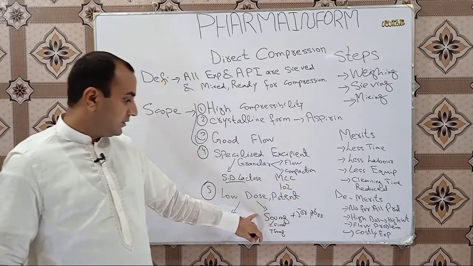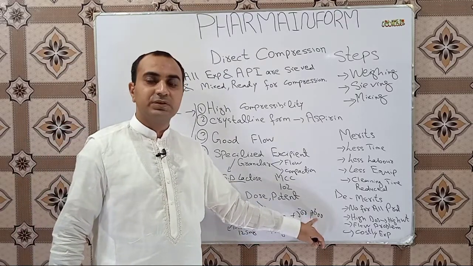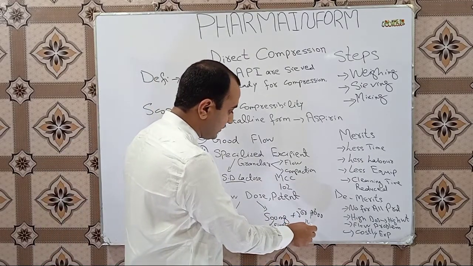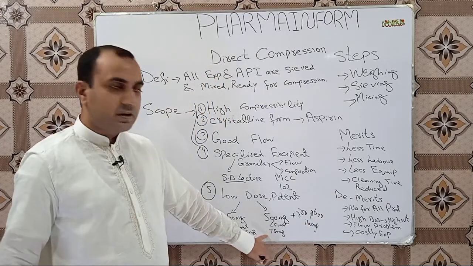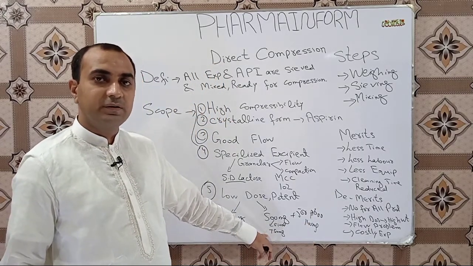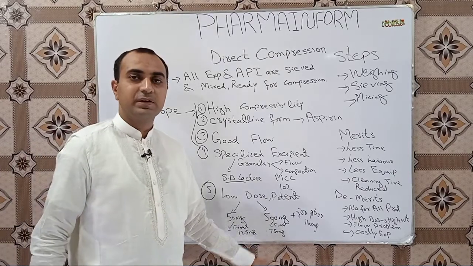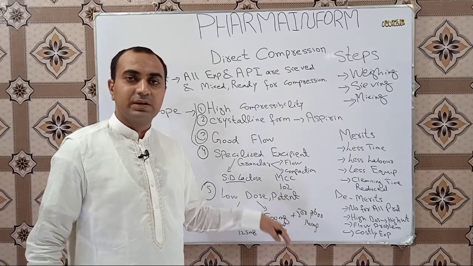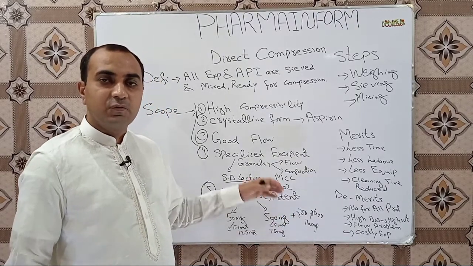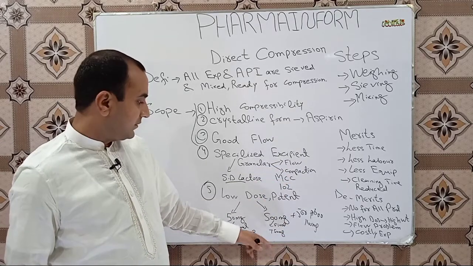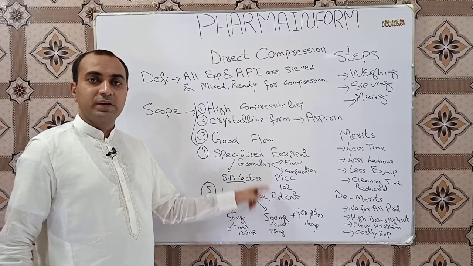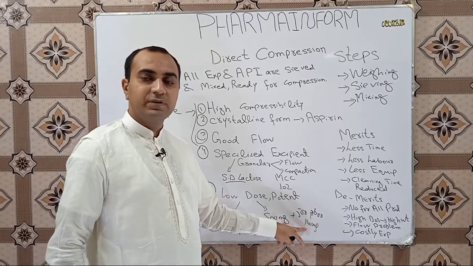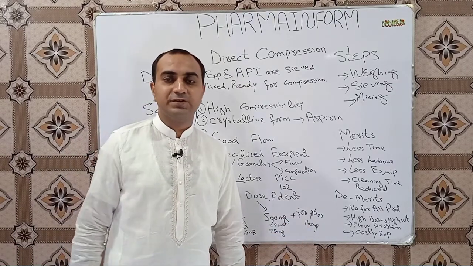Suppose our product is compressed using 600 milligram of granular type excipients, the final weight will be 1100 milligram, but our required value was 750 milligram. So we cannot compress this API, which has flow defects and compressibility defects, at 750 milligram using the direct compression method. Instead, we can compress it at 1100 milligram using specialized excipients.